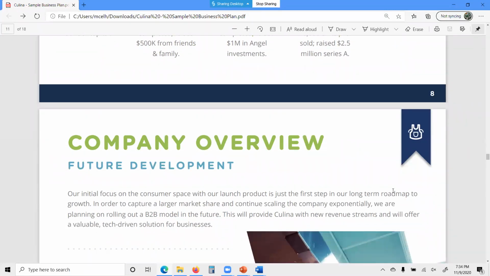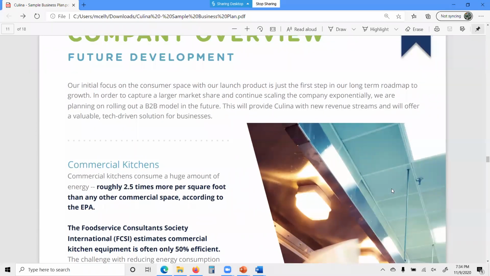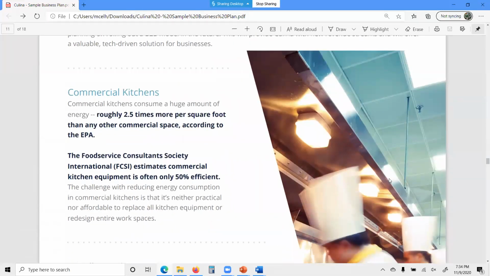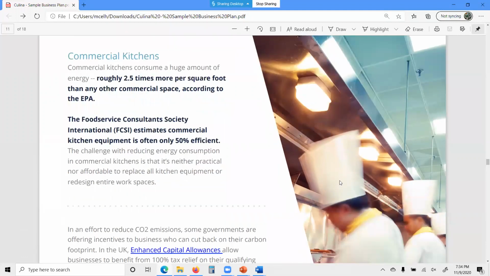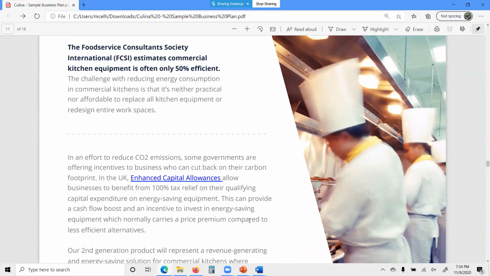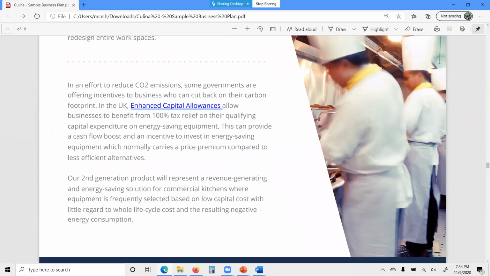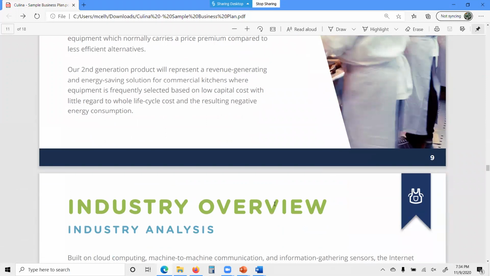So future development, looking to launch our products. It's going to be the start with more to follow. They're wanting to maybe get into commercial kitchen equipment also. And they're talking about a second generation product that had potential to have some energy saving features. So that was on the horizon.